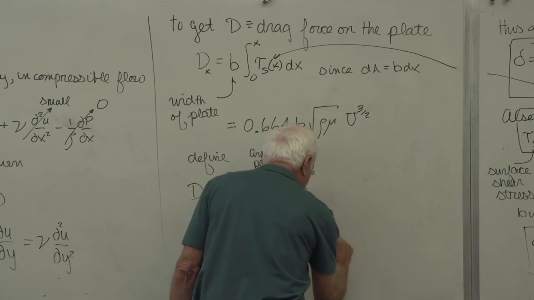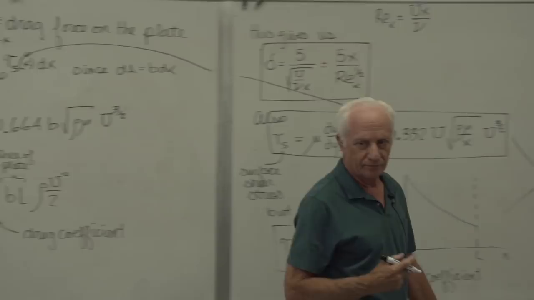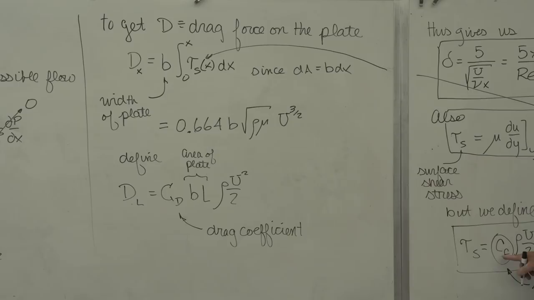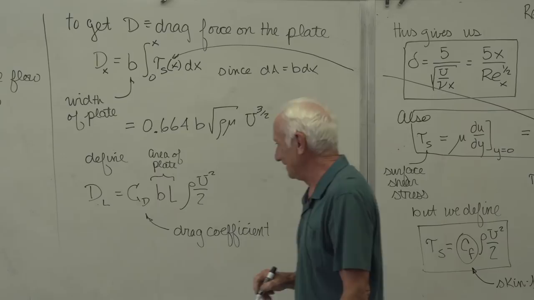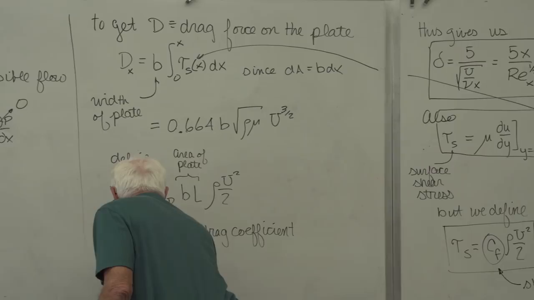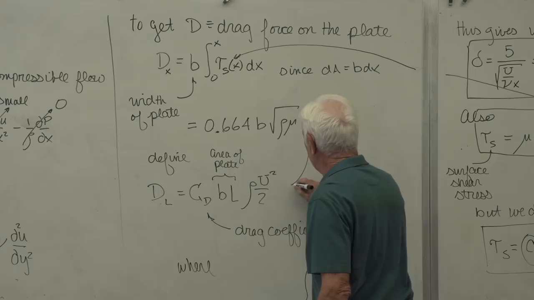Don't forget, these coefficients are dimensionless. I make my capital C with the little bars on them so you don't get confused: this is a lowercase c, subscript f. This is an uppercase C, subscript D. D stands for drag force over the plate of length L. And now I equate these two.